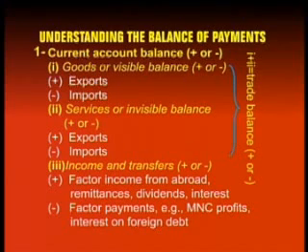Similarly, for the services account, for the income and transfers account, and for the current account as a whole. If the total of 1, 2, and 3, the small Roman 1, 2, and 3, is positive, then the current account balance will be in surplus. If the total of 1, 2, and 3 Roman is negative, then the current account balance will be deficit. That is, you'll have a current account deficit.